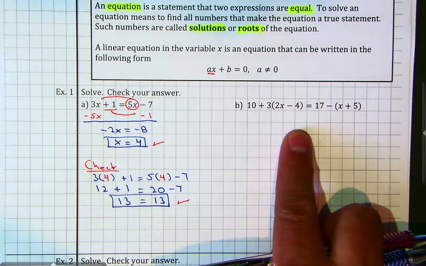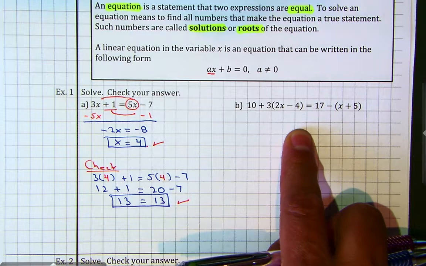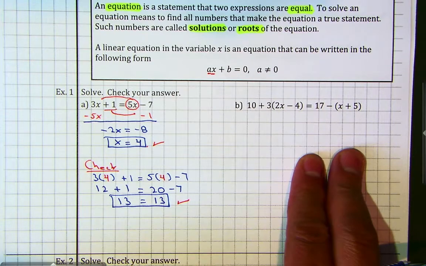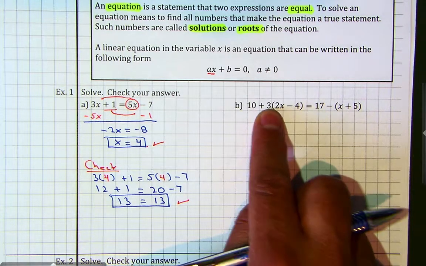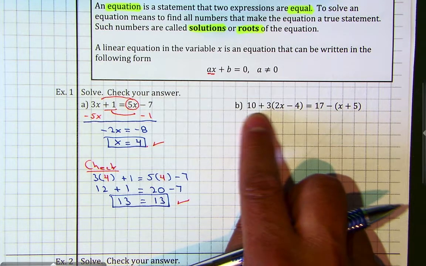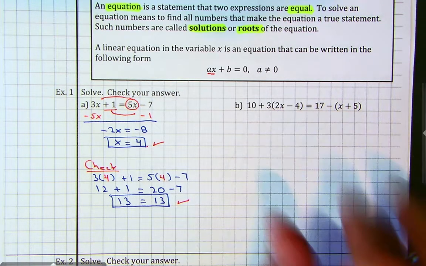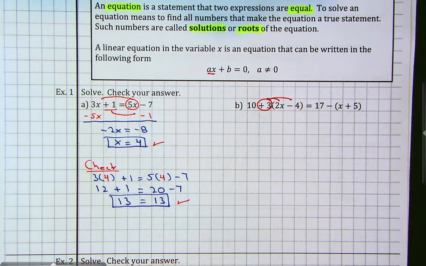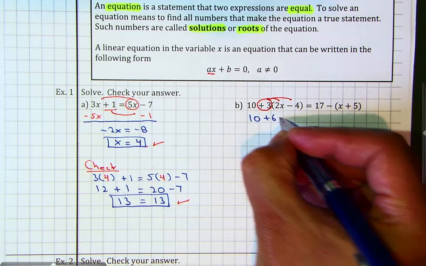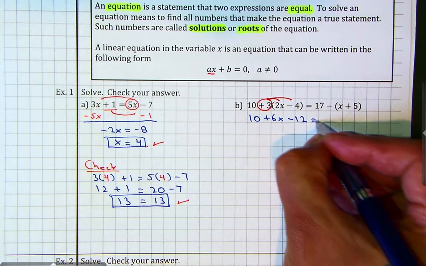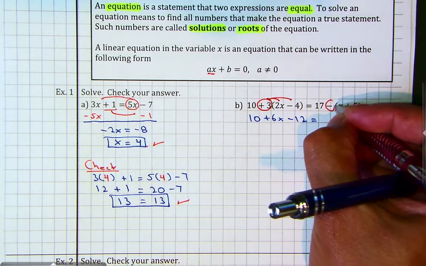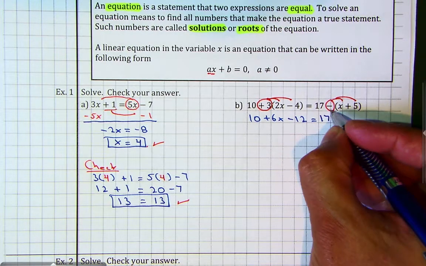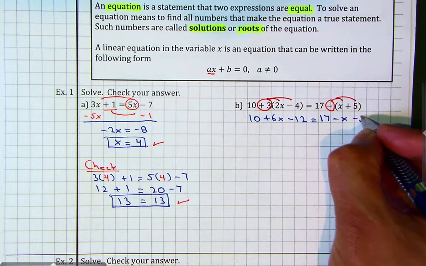Go and solve letter B and see what you get. In this case, go and pause it. So in this case, we have x's on both sides, but we have a more complex equation. I have parentheses, so the first thing I'm going to do is use my distributive property to multiply it out. That gives me 10 plus 6x minus 12. I'm going to use my distributive property on the right-hand side. I'm going to distribute the negative, or the negative 1, however you want to think about it. That gives me negative x minus 5.